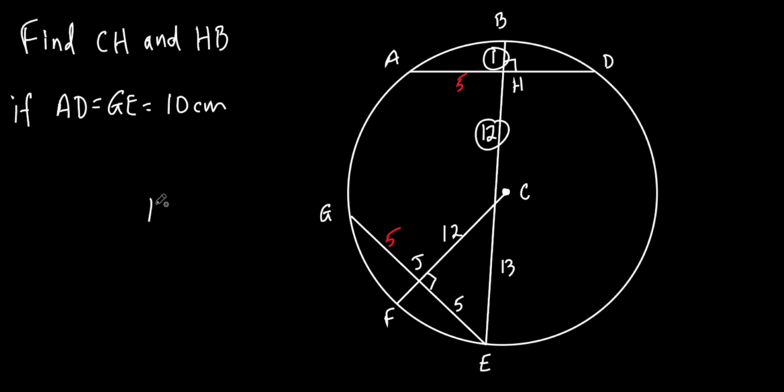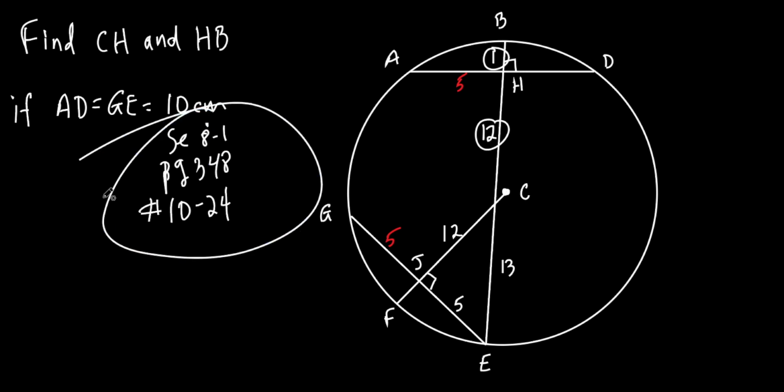So let's do 10 to 24. Sorry about the confusion on that last one. So 10 to 24, it's page 348. Page 348. And it's section 8.1. Section 8.1. All right, there it is. It'll be on the YouTube. It's just 8.1, just 8.1.